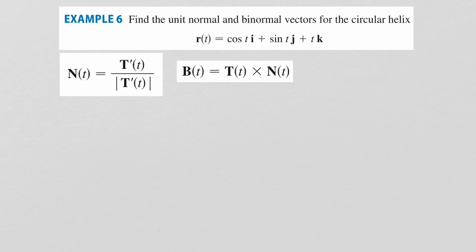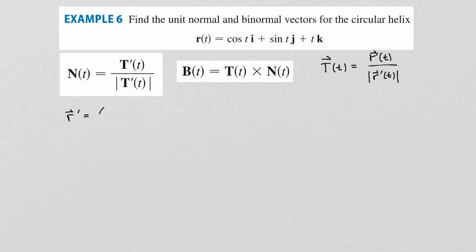So in this example, find the unit normal and binormal vectors for the circular helix. All right, so to do this, first of all, we need the tangent vector, T. And to get that, we need to understand where that comes from. This is simply r prime of t divided by the absolute value of r prime of t. Okay, so let's go ahead and calculate what is r prime.